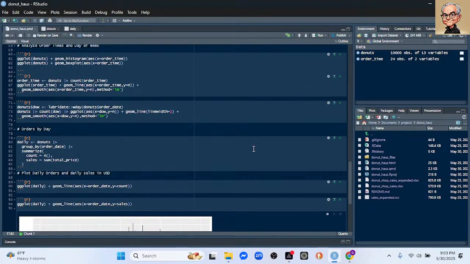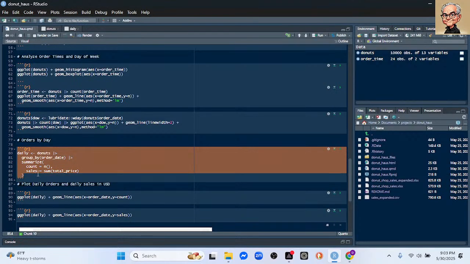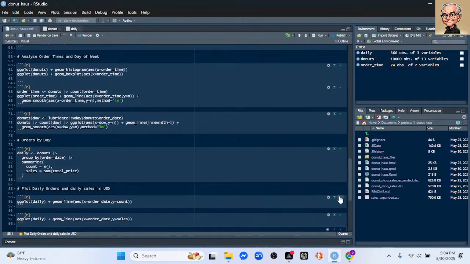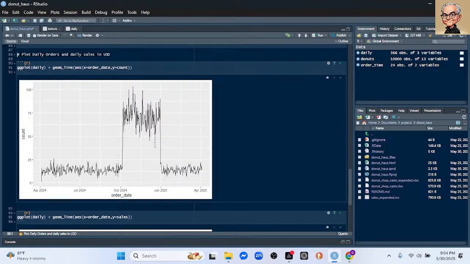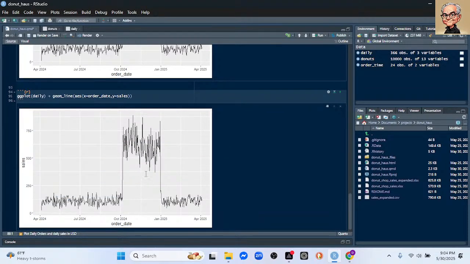Come down here, we're going to create a very quick data frame called daily. It's going to be grouped by order date, summarized with a count and a total price. So let's run that. And now you're going to see where our problems come in. So this is order count from about October 2024 to July of 2025. It's a very long period of time. We got this big spike here, and we also got a big spike in sales.